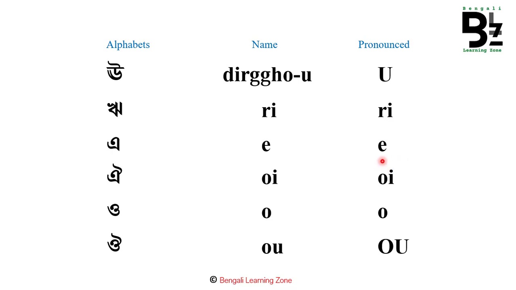Ri, A, Oi, O. So the last 5 pronounced alphabets and the names of these alphabets are the same. You can look at this similarity. This Ri and its name are the same. Ri, A, O, O is pronounced and the name are the same.